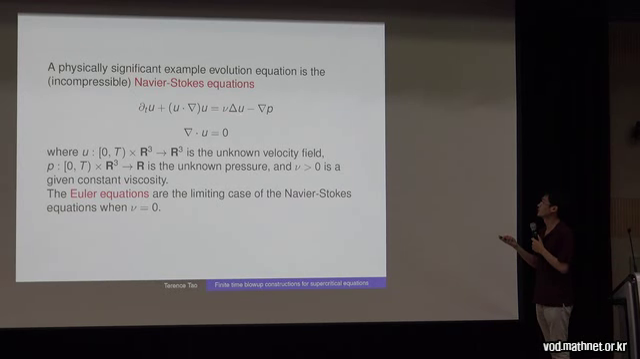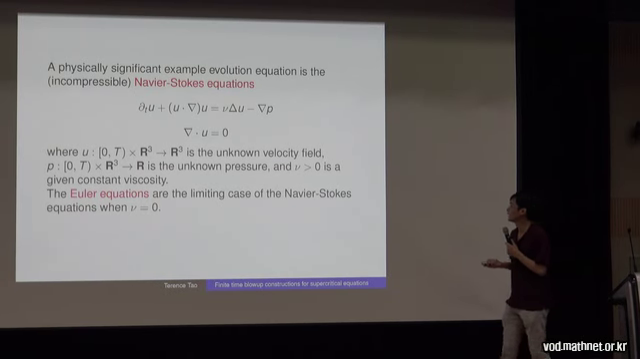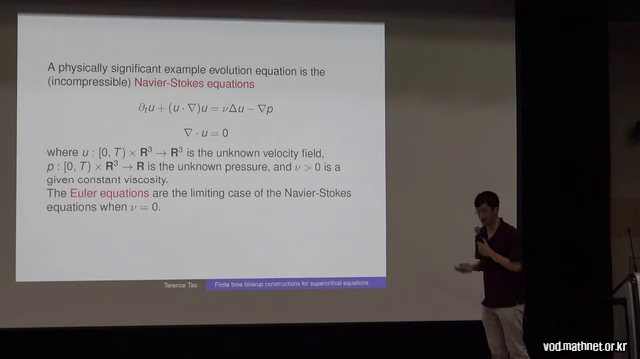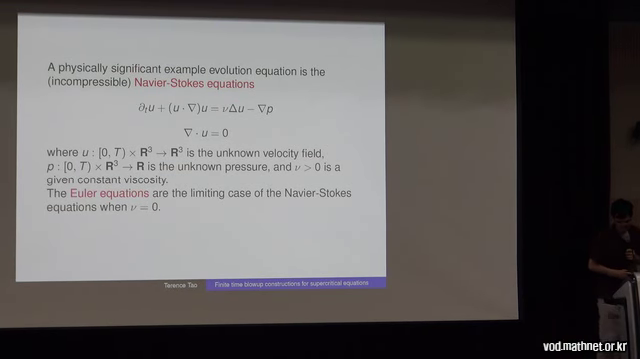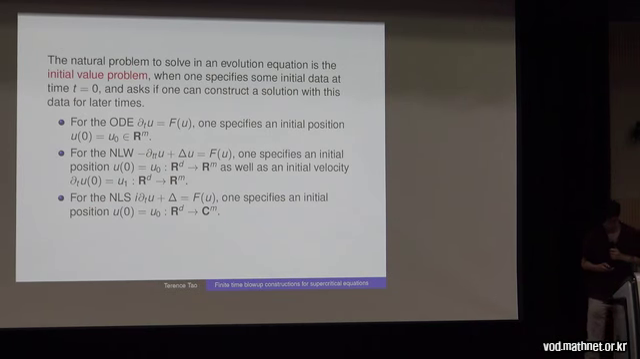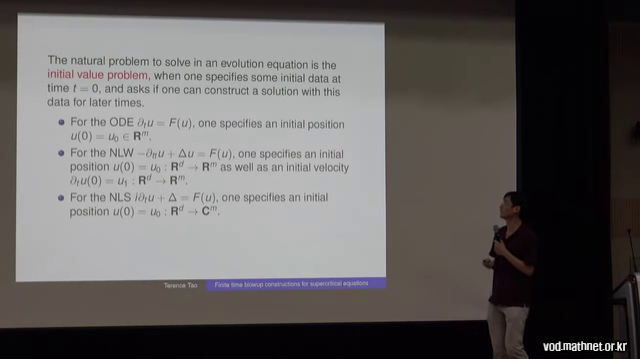Sometimes we consider the case when the viscosity is 0 in inviscid fluids, and then those are called the Euler equations when you set nu to 0. Okay, so these are examples of evolution equations that show up in physics, and we study them mathematically.